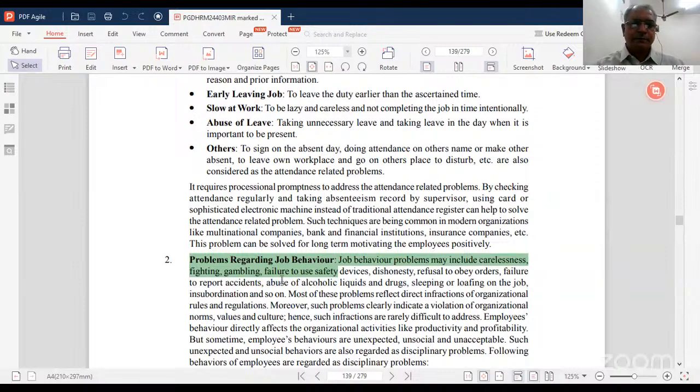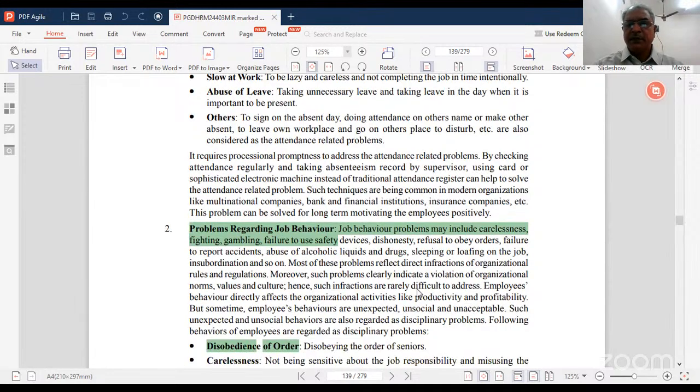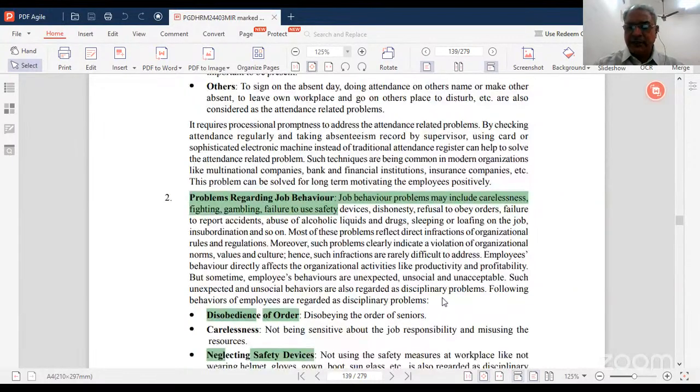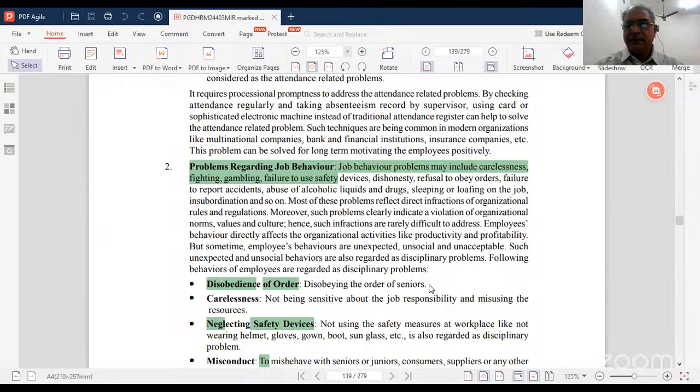Problems regarding job behavior. These problems always include carelessness, a fighting attitude, gambling, and failure to use safety devices, etc. So during his job behavior, he will definitely not take care of himself or the machines, equipment, and so on. And disobedience of orders. Disobeying the orders of seniors or other supervisors always takes place.